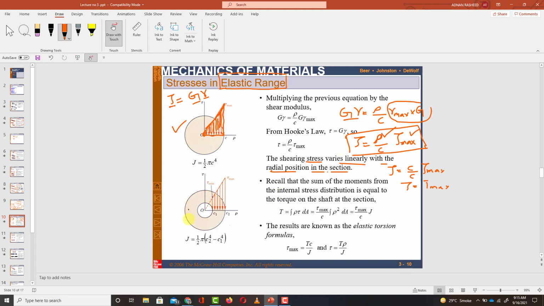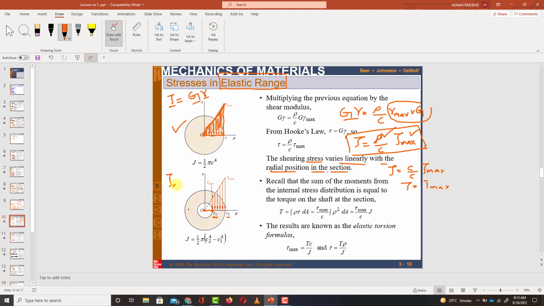Similarly for hollow cylindrical shaft, you can see now from point O to inner radius, this is represented as C1. From O to the outer, this is C2. So C1 is the smallest radius and C2 is the largest radius. Clear? And if you want to find the stresses at this point C1 and C2, so at point O there is no material, so there will be no shear stress, and the shear stress will be minimum at point C1. So we can find this as well.